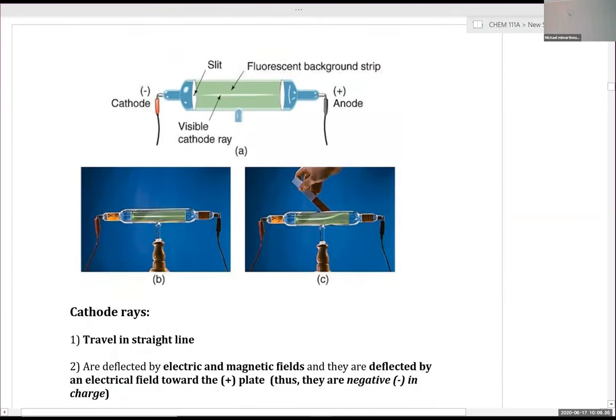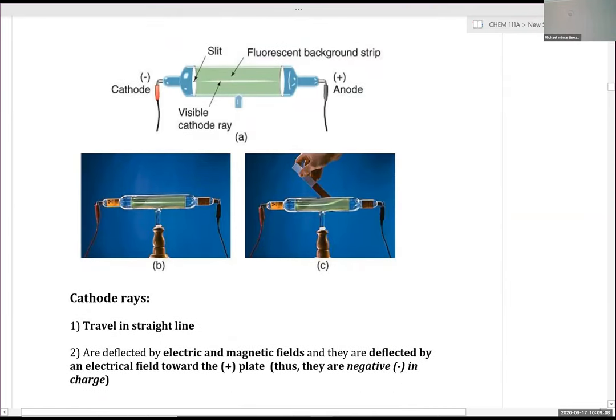after a few experiments, the following conclusions could be reached. First, cathode rays were observed to travel in a straight line. It was found that cathode rays are deflected by electric and magnetic fields, and that they are deflected by an electrical field towards the positive plate. Opposite charges attract. This highly suggests that the cathode ray beams are negative in charge. So we have some sort of beam of negatively charged particles.